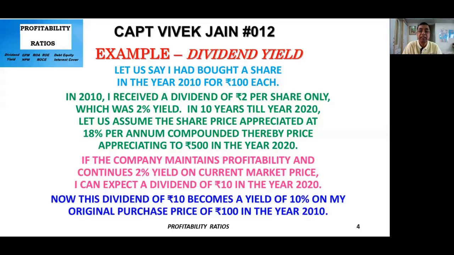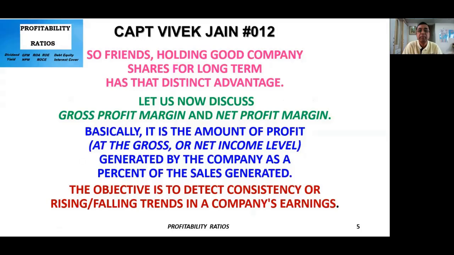That means the dividend yield initially may be 2%, but if you keep the share for a long term, as we have shown in the example for 10 years, that 2% keeps increasing gradually till in 10 years it can come up to 10%, more or less, plus the capital appreciation is also there, as we have taken over here 18% per annum compounded. Friends, holding good company shares for long term has that distinct advantage.